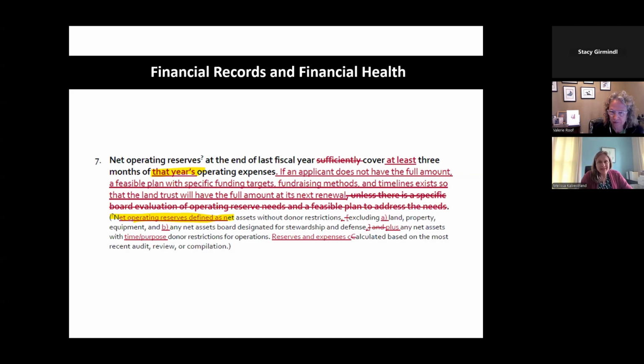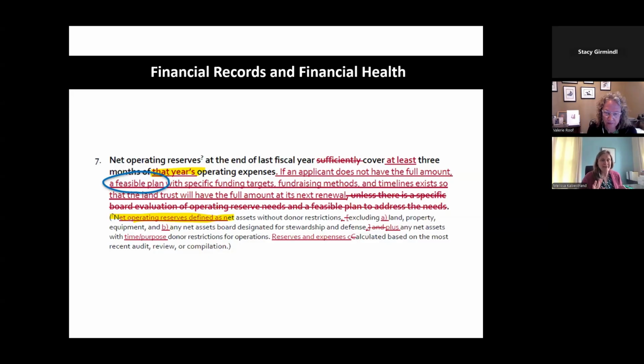So what happens if an organization doesn't quite meet that metric? We allow a plan. If the organization does not have the full amount, a feasible plan with specific funding targets, fundraising methods, and timelines must exist. That is trying to be clearer about the expectation in that plan, that those funds would be raised over the accredited term. Before that organization comes in for its next renewal, we'll ask how you did on that plan, and we'd expect you to have 3 months of operating reserves.